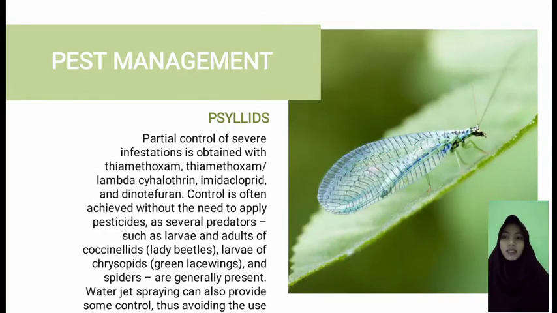Next, psyllids. Further control of severe infestation is obtained with thiamethoxam or lambda-cyhalothrin, imidacloprid, and dinotefuran. Control is often achieved without the need to apply pesticide, as several predators, such as larvae and adults of coccinellids or ladybeetles, larvae of chrysopids or green lacewings, and spiders, are generally present. Water spraying can also provide some control, thus avoiding the use of pesticide.